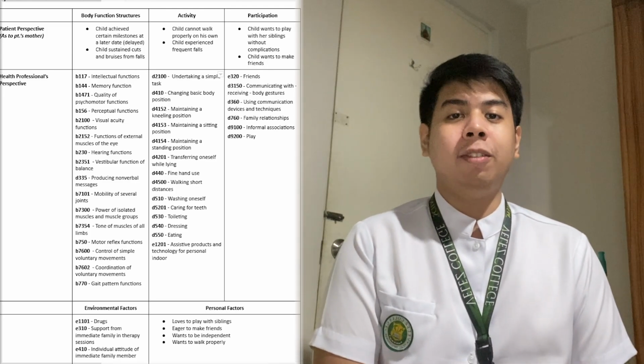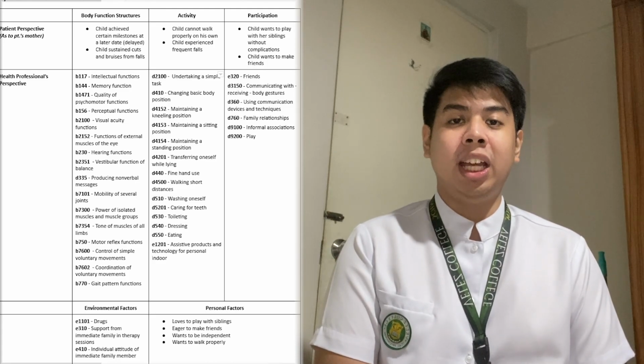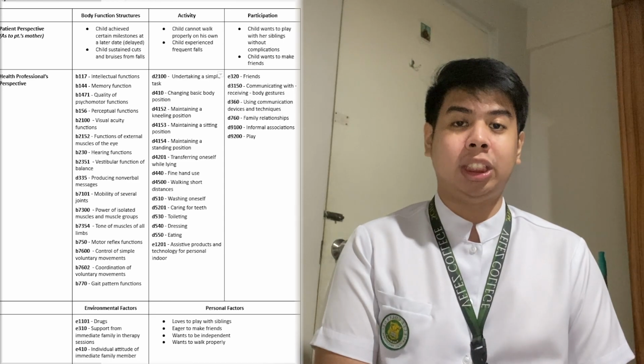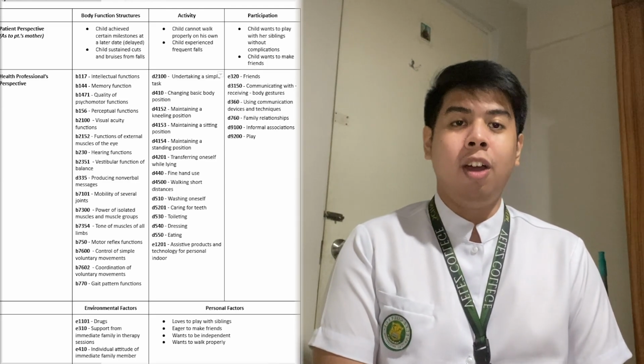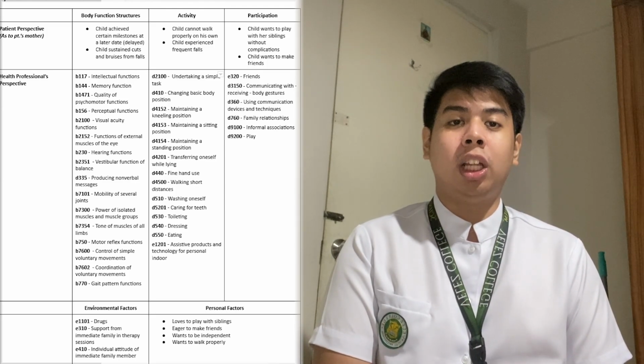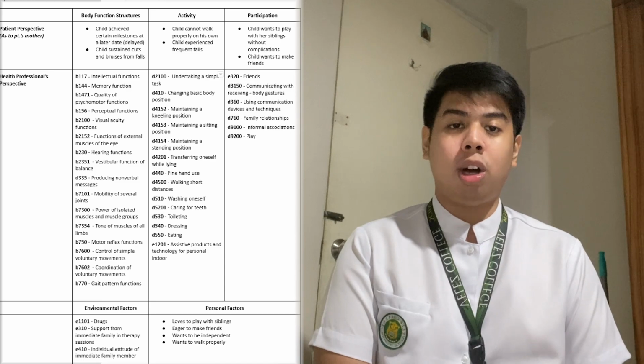For environmental factors, we have here code E1101 drugs, E310 support from immediate family in therapy sessions, E410 individual attitude of immediate family members. For personal factors, we have here loves to play with siblings, eager to make friends, wants to be independent, and wants to walk properly.